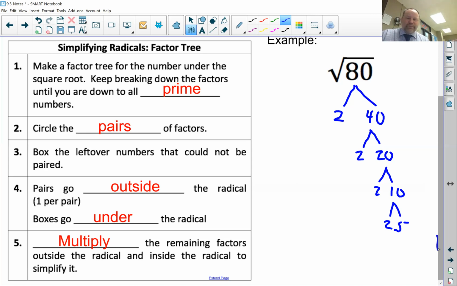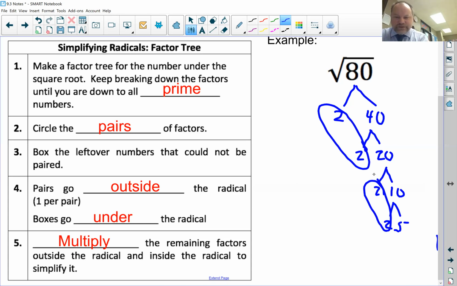So I'm going to circle my pairs. And I like to do it this way. There's a pair. There's a pair. Box the remainders.